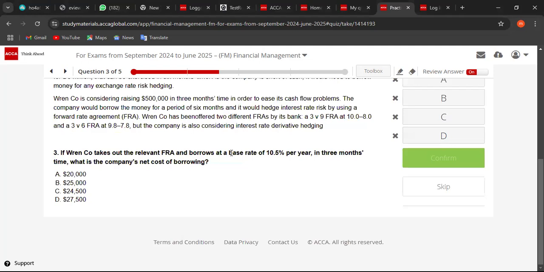Now, if W company takes out relevant FRA and borrows at the base rate 10.5% per year in 3 months time, what is the company net cost of borrowing? Now let me tell you about the FRA, guys.